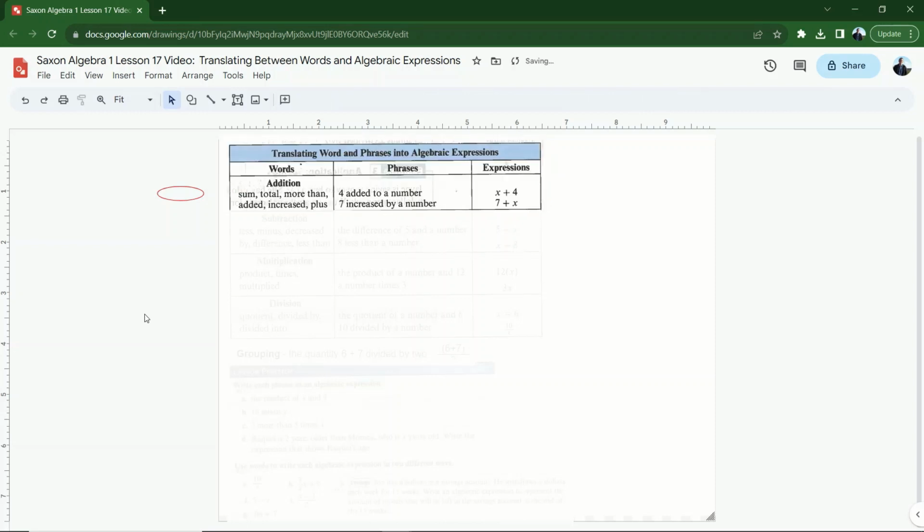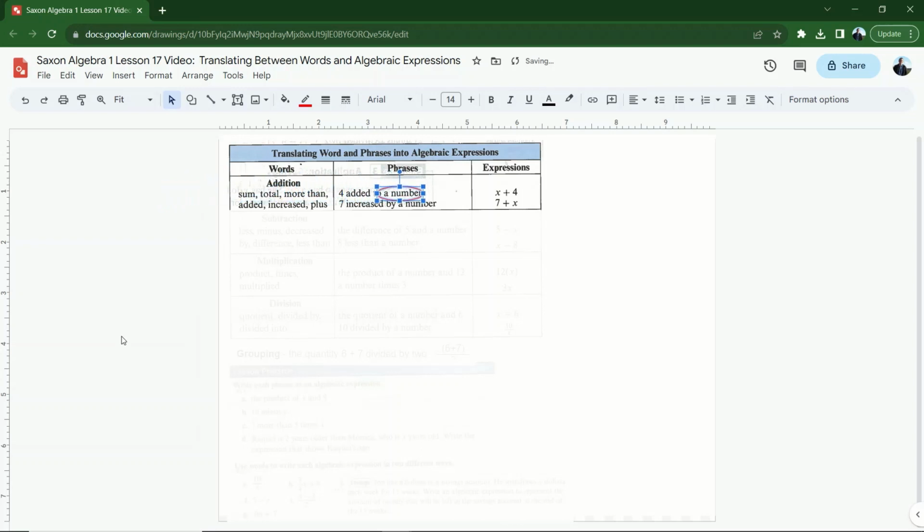The first set of words we're going to be looking at talk about addition. What sorts of words do we use in math when we want to add numbers? We use words like the sum of, the total, more than, added, increased, and plus. For example, 4 added to a number means 4 plus some number, and 7 increased by a number.